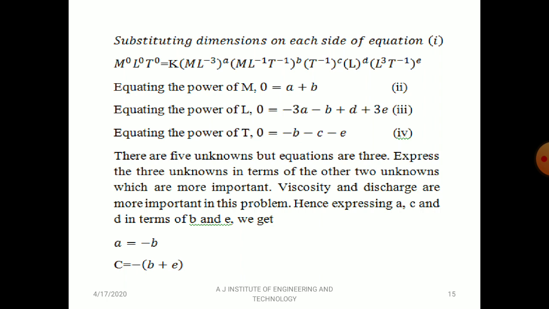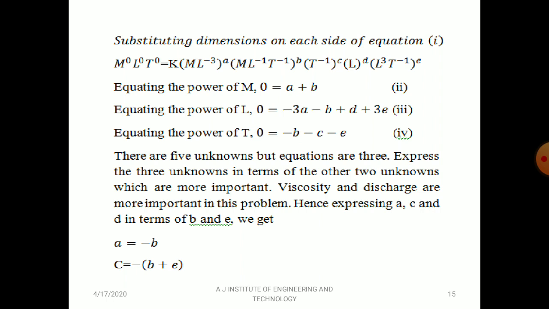But the problem here is we have 3 expressions from equating the powers of m, l and t, but we have 5 unknowns a, b, c, d, e. So how to solve this type of problem? Again, you should go for the elimination method, that is expressing 3 variables in terms of the remaining 2 variables. So let me discuss the theory here. There are 5 unknowns but equations are 3. Express the 3 unknowns in terms of other 2 unknowns which are more important. Viscosity and discharge are more important in this problem, hence expressing A, C, D in terms of B and E.